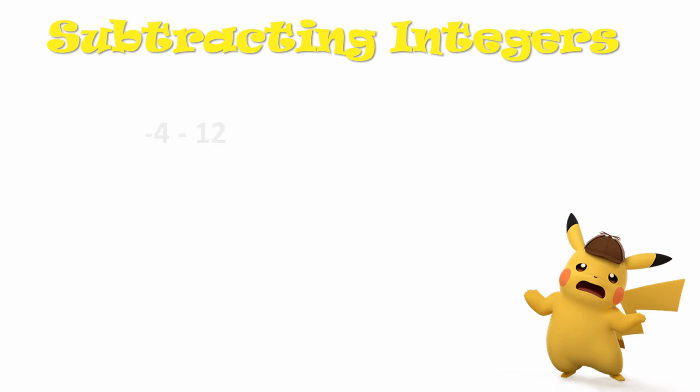All right, here's some more examples. Negative 4 minus 12. By this point, I hope we understand same sign in front means we add. So 12 plus 4 is 16, and then keep the sign of the numbers that we started with. Negative 4 minus 12 is going to be negative 16.